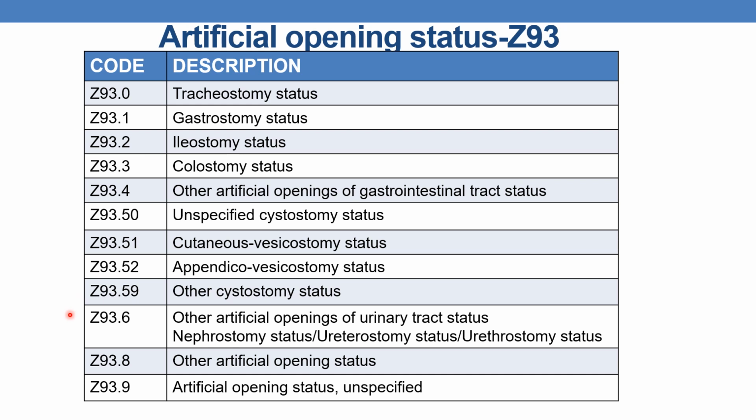Next is Z93.6. It indicates other artificial opening of urinary tract status, or nephrostomy status, or ureterostomy status. Ureterostomy or nephrostomy, in any of the cases, you need to code Z93.6. The next is Z93.8, other artificial opening status. And finally Z93.9, it indicates artificial opening status unspecified.